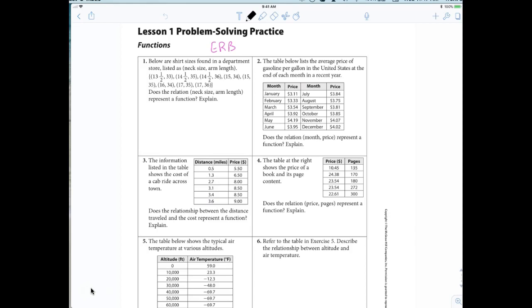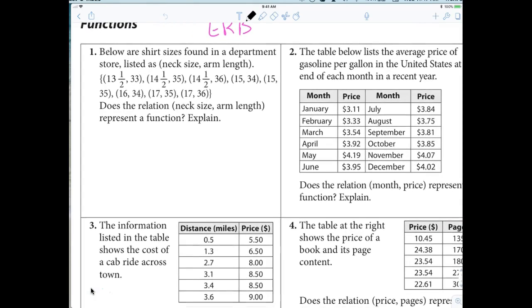It says below, a shirt size found in a department store listed as neck size, arm length. That means that the neck is the X coordinate and the arm is the Y. Does that represent a function? No. Why not? Yes, there you go. Some of them have the same X coordinate. Is everybody good? So you would say no for that. Very important.